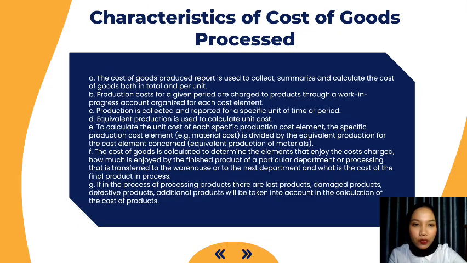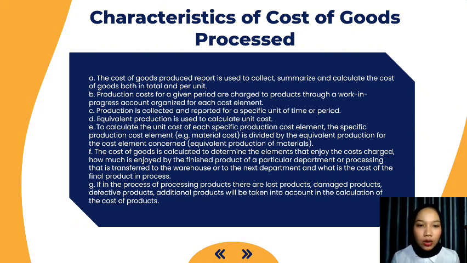Characteristics of the cost of goods process. A. The cost of goods produced report is used to collect summaries and calculate the cost of goods both in total and per unit. B. Production costs for a given period are charged to product stock, a work in progress account organized for each cost element. C. Production is collected and reported for a specific unit of time period. D. Equivalent production is used to calculate unit cost.